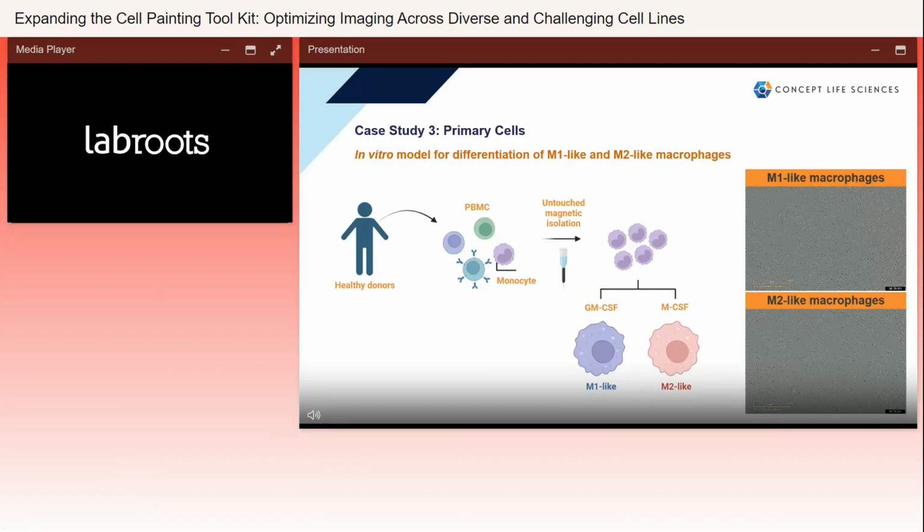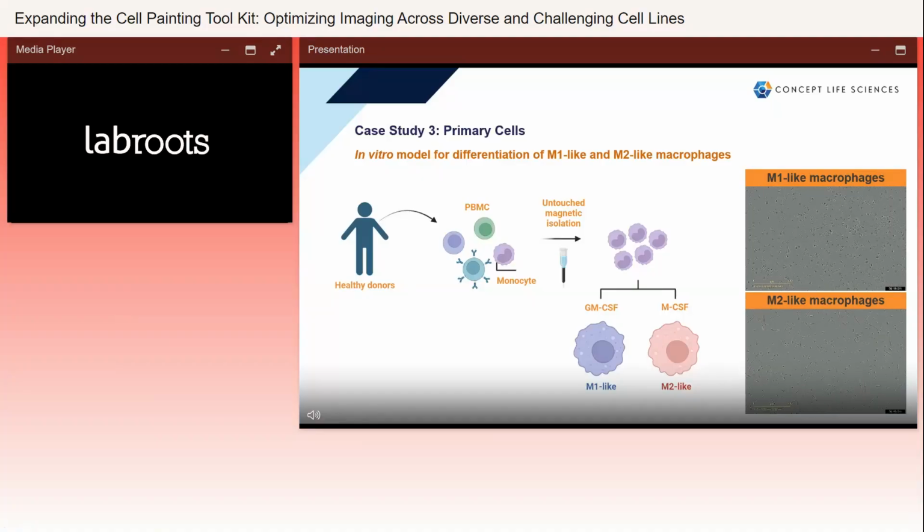To do this, PBMCs are typically isolated from either fresh whole blood or buffy coats. We perform untouched monocyte isolations, and this results in a highly enriched population of CD14 positive monocytes. Then, once isolated, these are seeded at a density that allows for cell spreading and monitored over up to 7 days. Inducing the differentiation of these cells is then critical to the formation of the macrophages that are subsequently used in our assays.